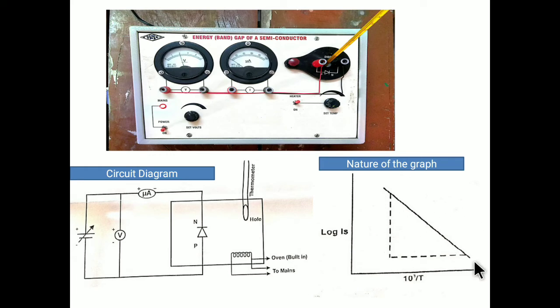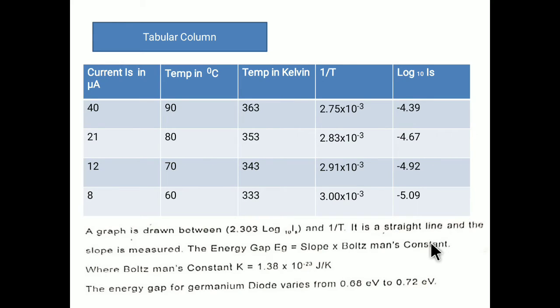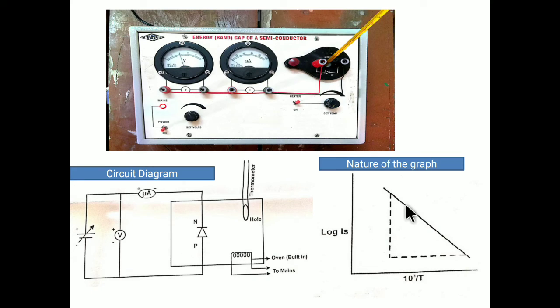Then take down the slope here. The slope is AB by BC. You will get the value. Now the formula: energy gap is equal to slope into Boltzmann constant. The value of the Boltzmann constant is given here. This is a standard value, 1.38 into 10 to the power of minus 23 joule per Kelvin. So substitute this Boltzmann constant value here, and as already shown, plot the graph and you get the slope value.